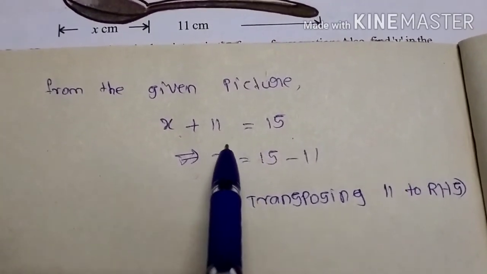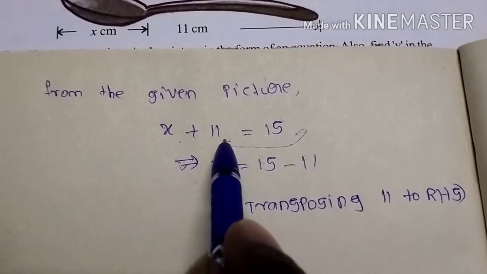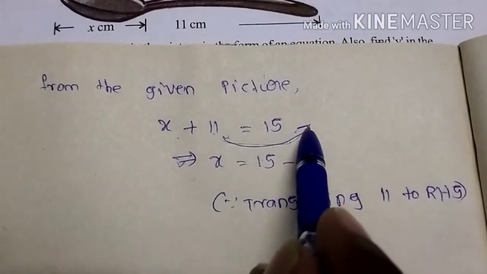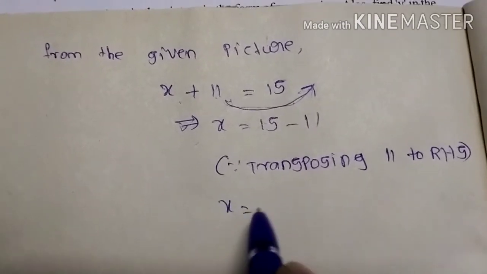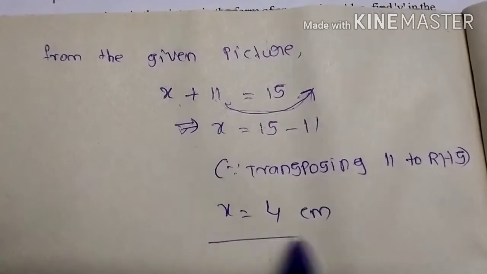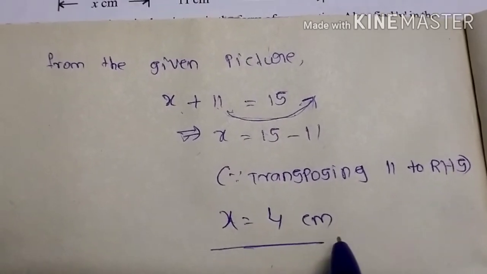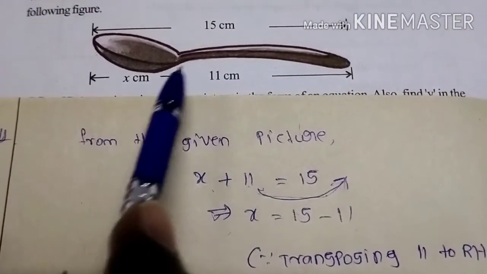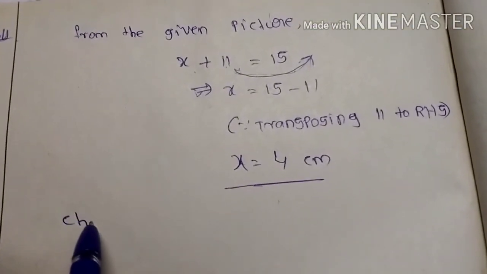You can observe clearly, if I am transposing 11 to RHS, it will become minus 11, or not? Yes. See here, 15 minus 11 is how much? 4. That means you can express the length in centimeters: x is equal to 4 centimeters. See here clearly, 4 plus 11 is how much? 15, or not? Yes. If you want, you can check here.